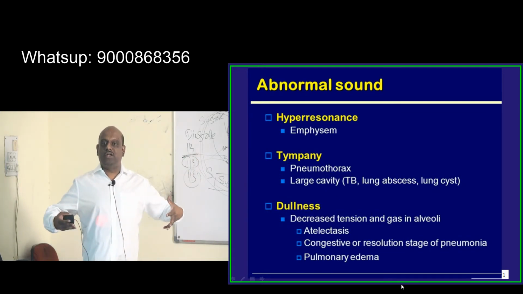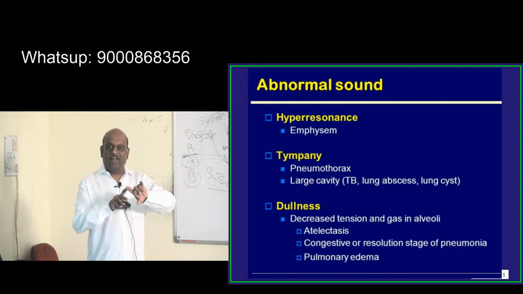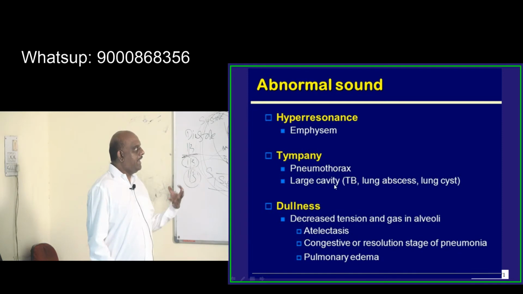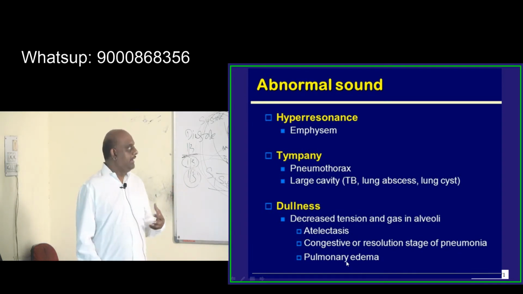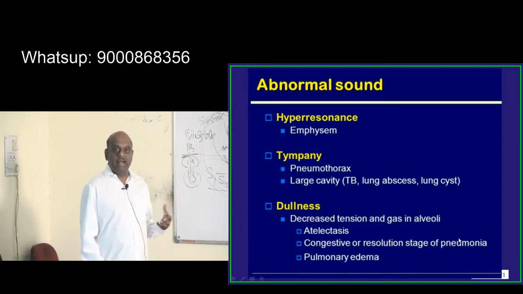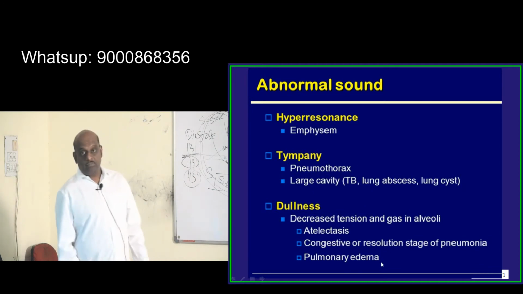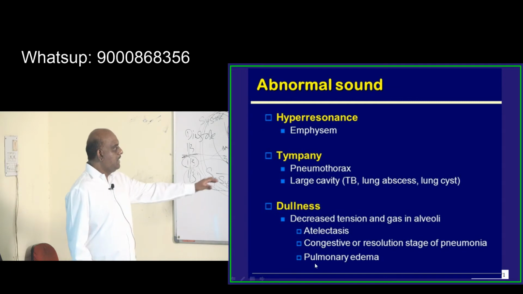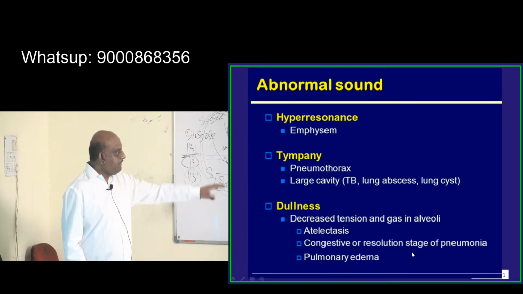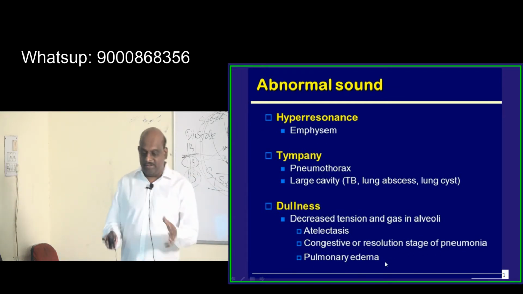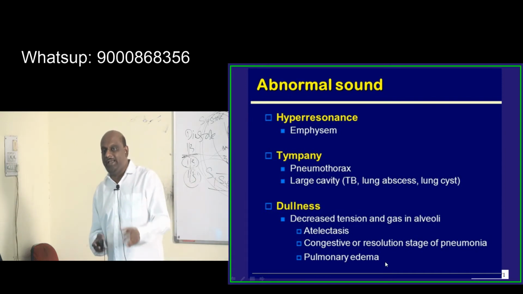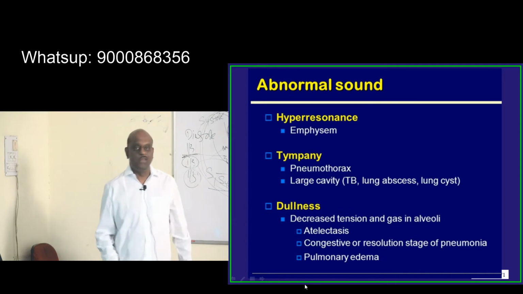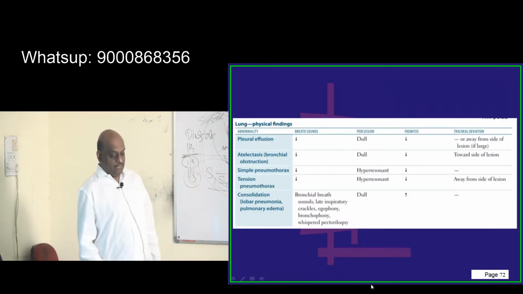Emphysema, all that blown out lungs full of air, is classical of the hyperresonant. Tympany: pneumothorax and a large cavity if it is there, like a TB, lung abscess, lung cyst, you get tympany. Dullness is an indication of collapse, atelectasis, pulmonary edema, or whenever there is any pneumonic consolidation and resolution stage when pneumonia happens, the lungs will show dullness to percussion on a pneumonic area. So that is what you need to understand.